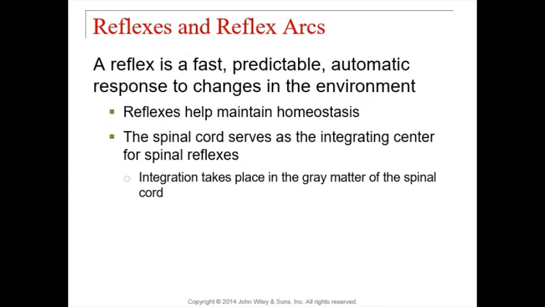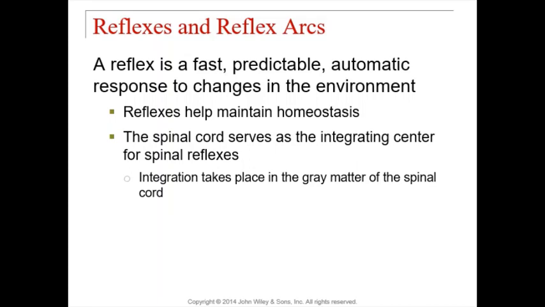Or the other one I mentioned earlier in the chapter, when you're at the doctor and they tap your knee, it's predictable that you will quickly, automatically kick out with your leg. These are reflexes. It's just a fast, predictable, automatic response to a stimulus or a change in the environment. And again, it's thanks to your spinal cord processing this information for you. So we have to look into it.